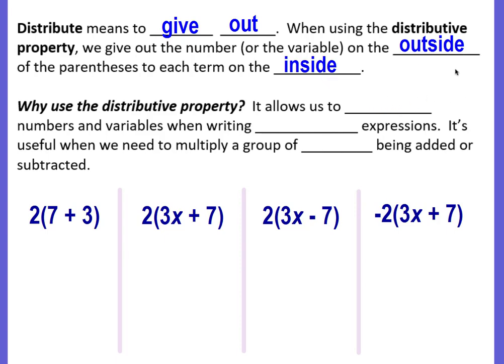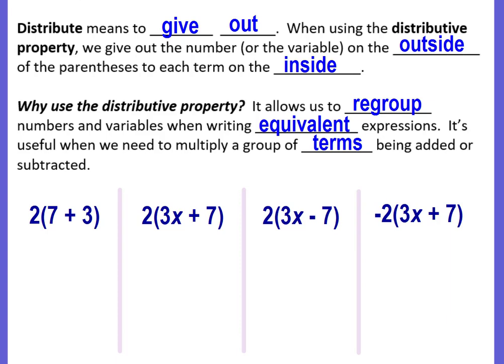So what we're doing is we know how many groups we want, but now let's see how many total terms we need. So basically we're getting rid of the parentheses. Why do we use the distributive property? It allows us to regroup numbers and variables when writing equivalent expressions. It's useful when we need to multiply a group of terms that are being added or subtracted.